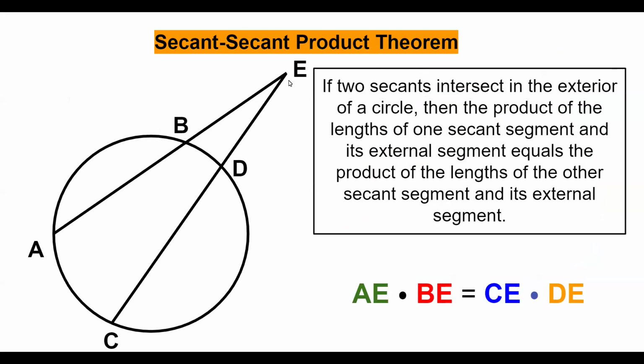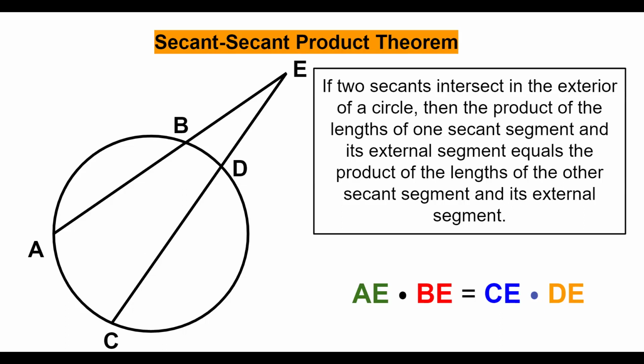This one states that if 2 secants intersect in the exterior of a circle, here's our intersection happening at point E in this case. We take the entire segment of that secant and its external piece, and multiply those 2 parts. We make it equal to the product of the lengths of the other secant segment and its external segment, or its external piece.